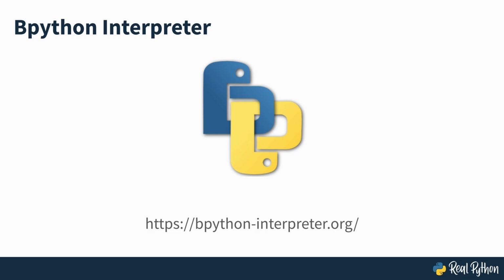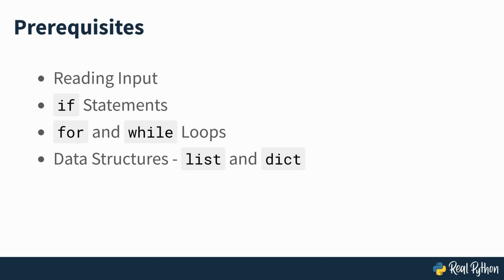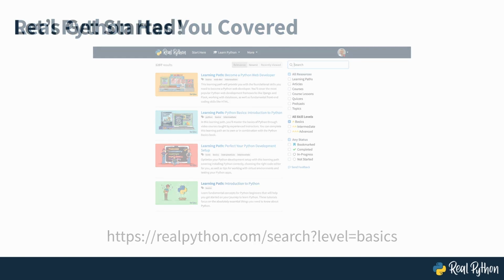While working through the steps, it's helpful if you're comfortable with the following concepts: reading input from the user at the terminal, using if statements to check different conditions, repeating actions with for and while loops, organizing data in structures such as lists and dictionaries, and encapsulating code with functions. If you're not confident in your knowledge of these concepts, then that's okay. Going through this course will help you practice them. If you get stuck, Real Python has you covered with resources that will get you back on track. So now you know what's going to be covered, let's get started by taking a look at what you'll be building.